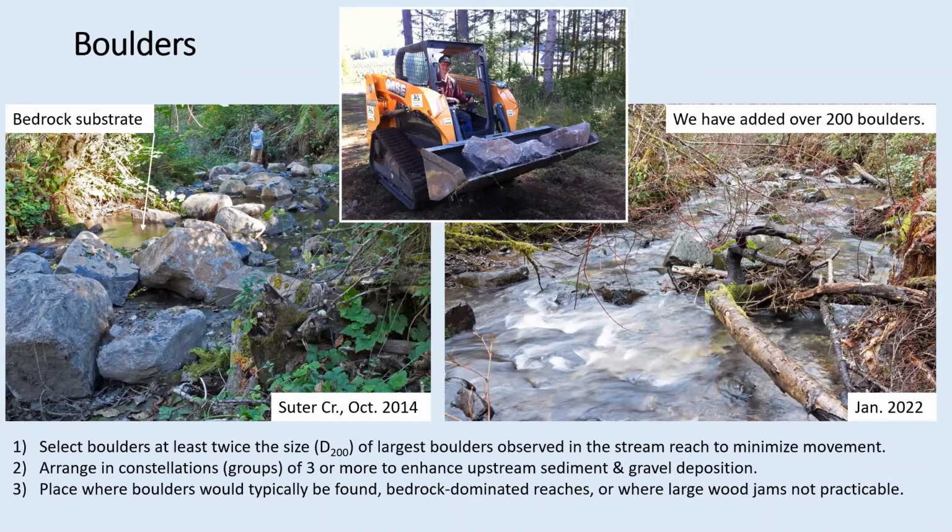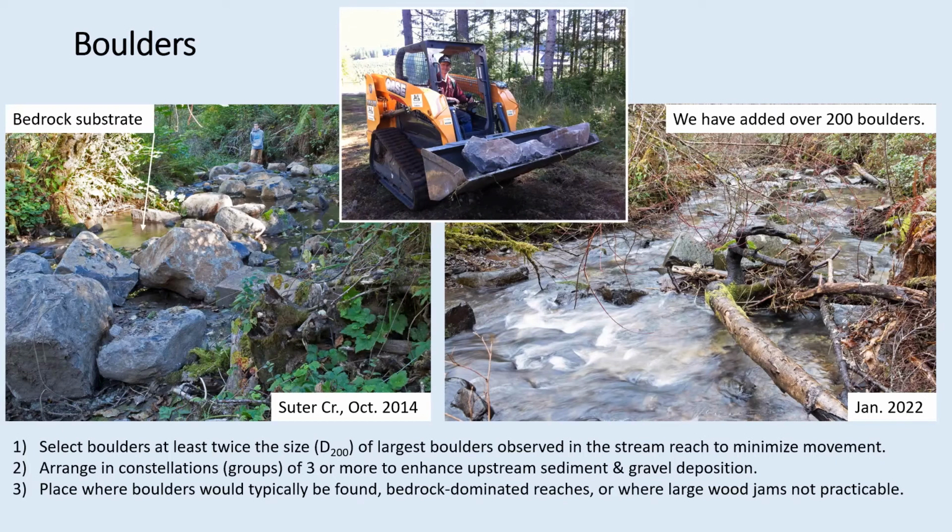Boulders are important in areas where large wood debris isn't feasible, or you can even complement large wood debris with boulders. But in this case, we utilized boulders because large wood just wasn't practicable here. So we selected boulders, and this is a good rule of thumb, at least twice the size. They call it D200, for twice the size of the largest boulders observed in the stream reach, to minimize movement. So if you see a big boulder, get one twice the size, and that way you're pretty much rest assured it won't move very far. Not real scientific, but that works. And you want to arrange them in constellations or groups of three or more to enhance upstream sediment and gravel deposition.